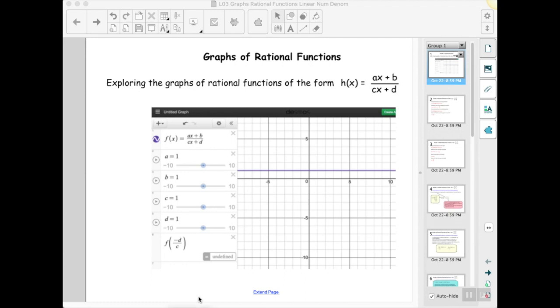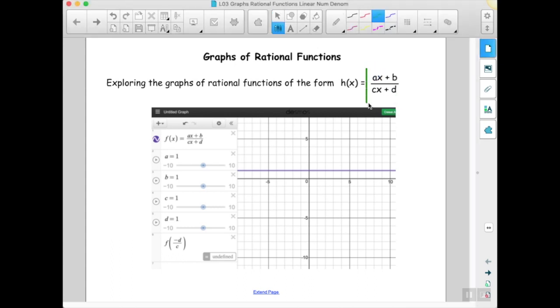Okay, welcome back. We're going to be looking at Unit 4, Lesson 3, graphing rational functions that are of this form. Grab the pen over here. This is a linear numerator over a linear denominator.